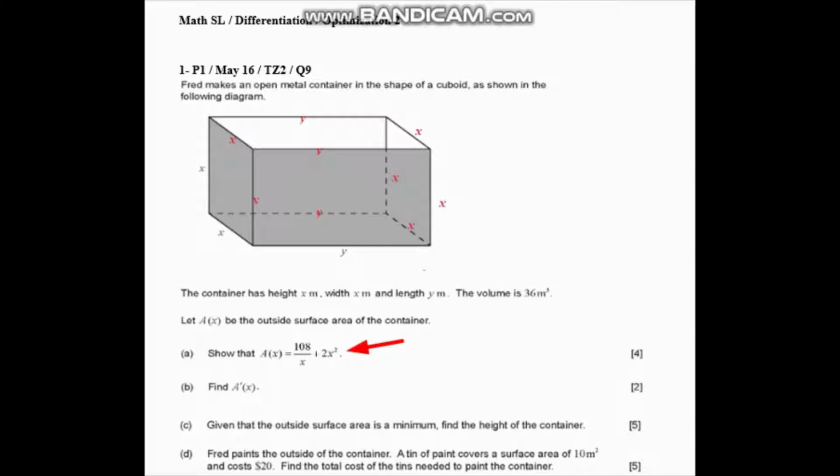So in question B, I'm required to find A dash of x, which is simply found by differentiating this expression right there. And notice that even if you do not manage to solve question A, you can still continue the rest of the problem normally, because A was a show that question. So you just use this value for the expression of A of x and you get A dash and you solve the rest of the question. Anyway, so how do we get A dash?